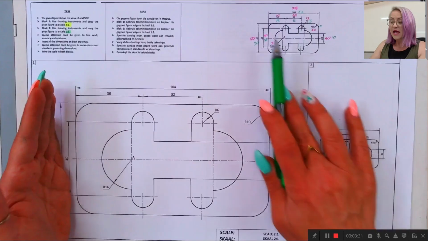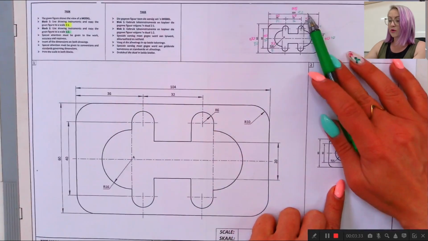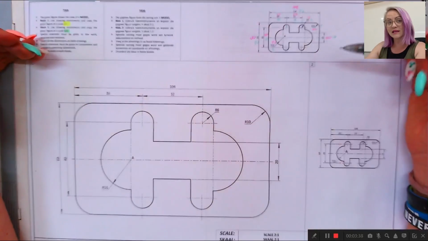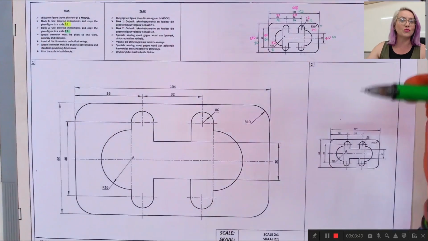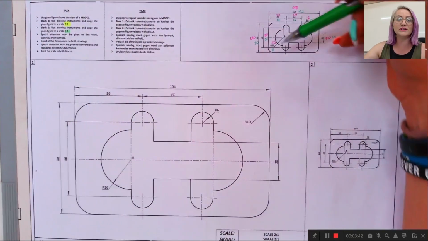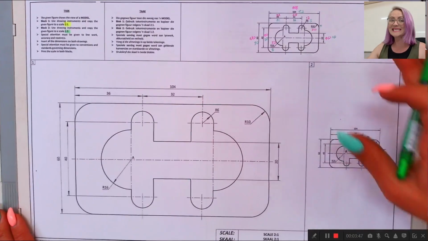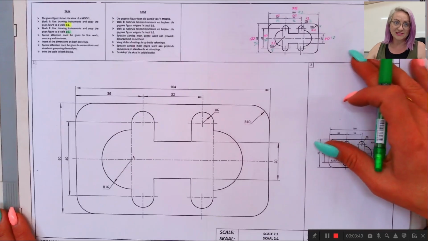Quick tip and hack when you do your questions: if you immediately convert all your dimensions, you won't make the mistake of using the wrong dimensions for your drawing and getting that wrong. This is an easy 10 to 20 marks that you can save on your exam.